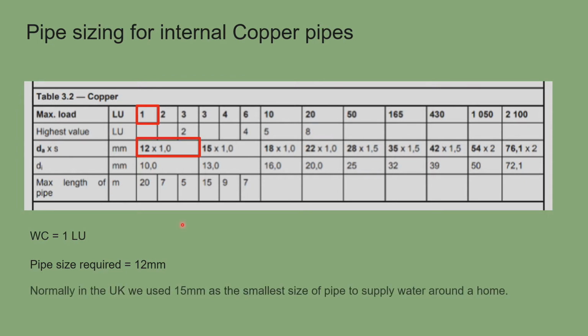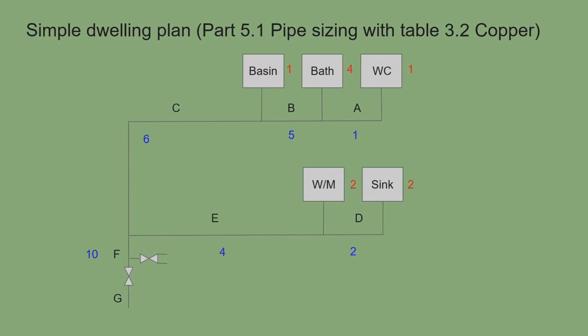Now, in the UK, we use 15 mil as our smallest pipework to supply water around a home. The reason why is that 12 mil we tend to use for central heating, and the fittings and pipework can be quite expensive, and we're not going to use it for cold water because it adds extra restrictions. So we tend to up it. We go, yeah, we can get 12, but we tend to go to 15. So now we can put that on our little table there. So section A, 1 loading unit is going to be 12 millimetre pipe.